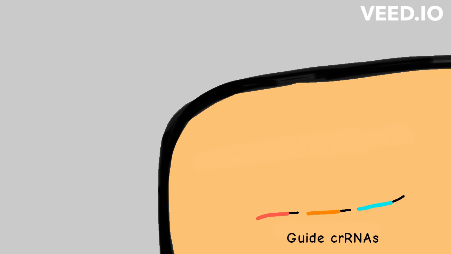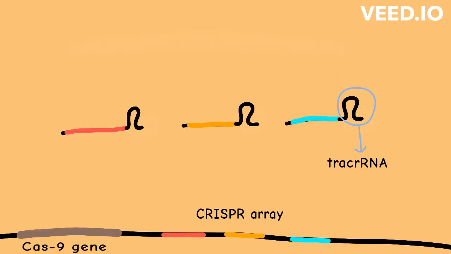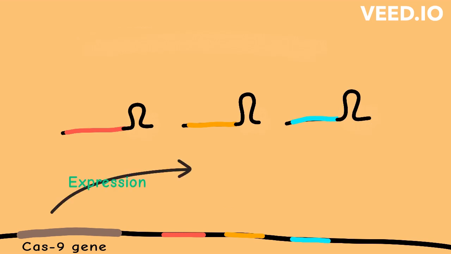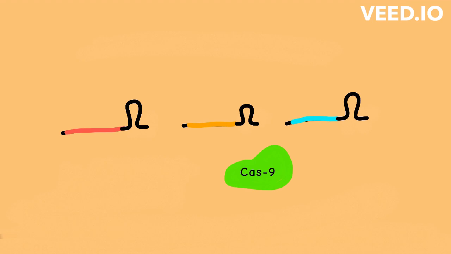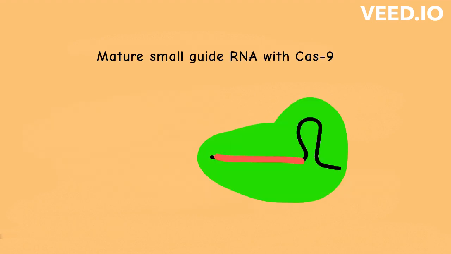In type 2 CRISPR systems, the presence of a trans-activating CRISPR RNA, tracrRNA, is necessary for the processing of the pre-crRNA. The anti-repeat sequence within the tracrRNA allows it to form an RNA duplex with each repeat sequence of the pre-crRNA. This duplex is stabilized by the Cas9 protein. Throughout this maturation process, the crRNA-tracrRNA complex remains bound to the Cas9 protein. Ultimately, this processing leads to the production of mature small guide RNAs that are ready to guide the Cas9 protein for target DNA recognition and cleavage.